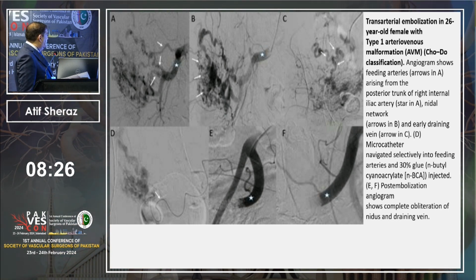This is an AVM supplied by the branch of internal iliac artery. This is the feeding artery. This is the nidus, which is the blush of vessels. These are the early draining veins. Our microcatheter has reached the nidus, and after embolizing, we have this final picture where the whole thing is occluded.